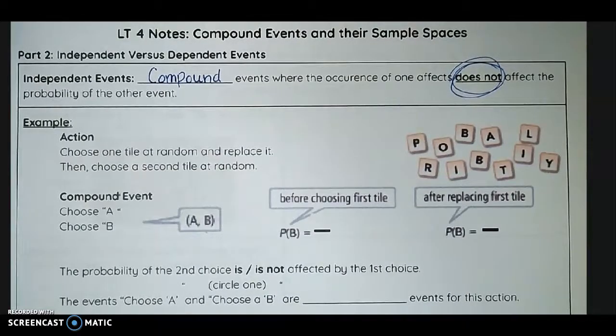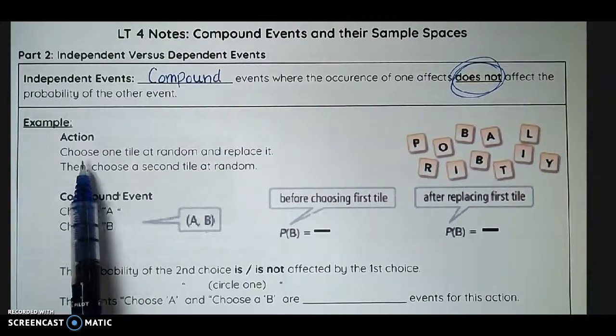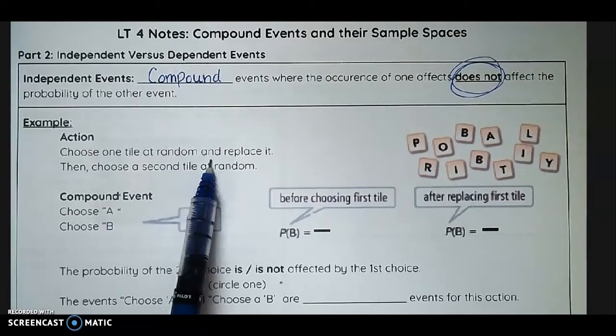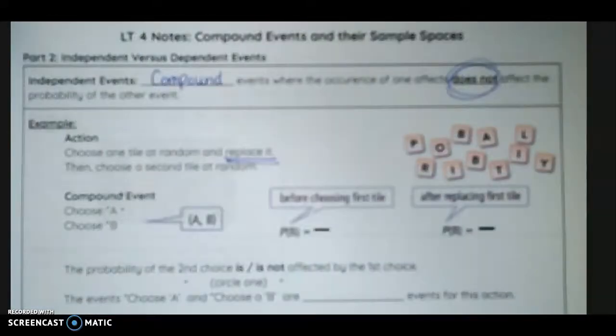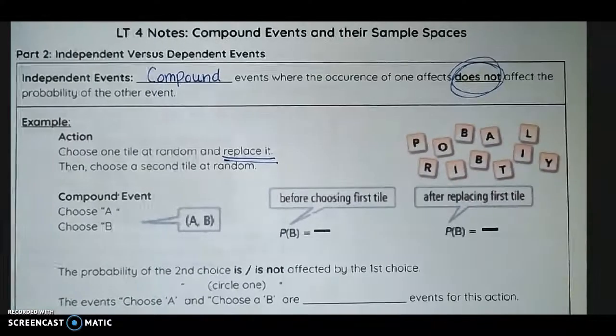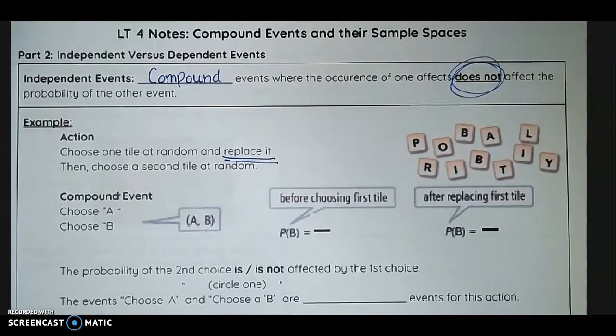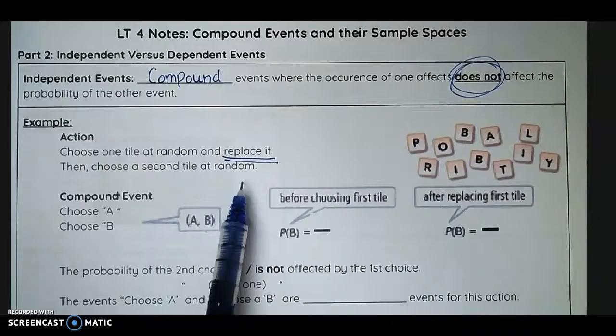So, for instance, the action: choose one tile at random and then I replace it. And when I replace it, I end up having the same number of letters that I started with. So my sample space doesn't change. So that is why one event doesn't affect the other. If I pulled that letter and I didn't replace it, then the size of my sample space decreases, and that would affect the probability of that event. So when I replace it, it's independent.